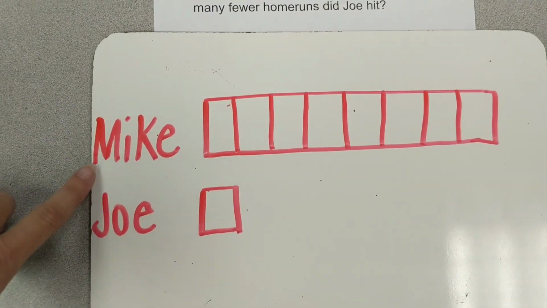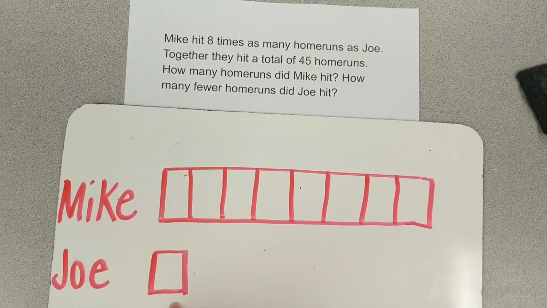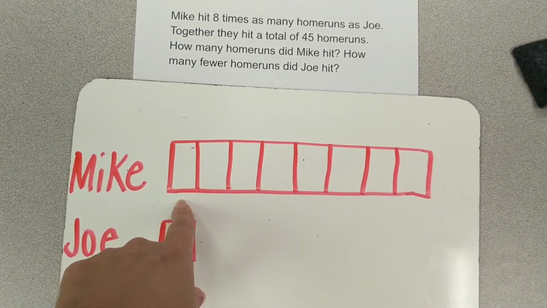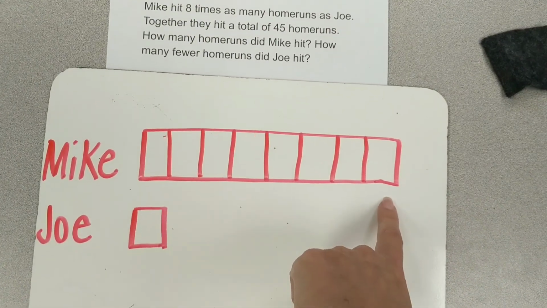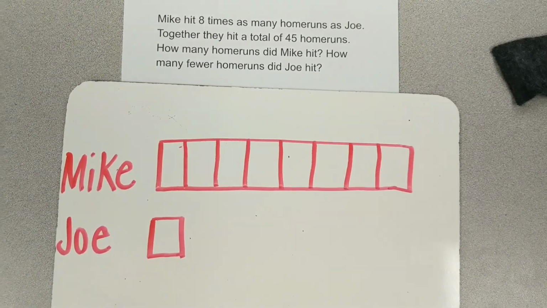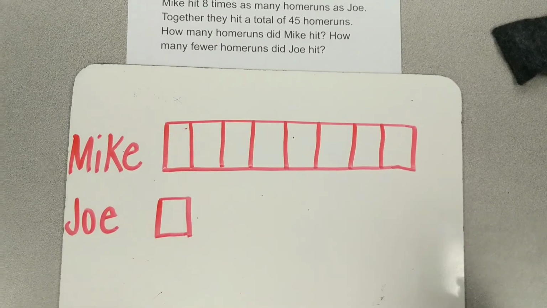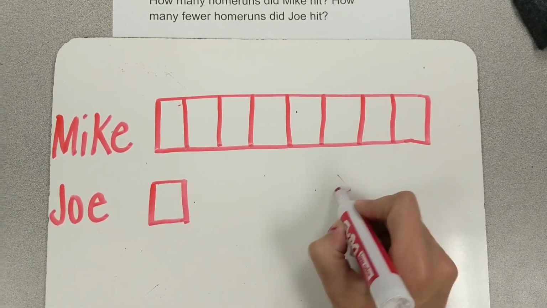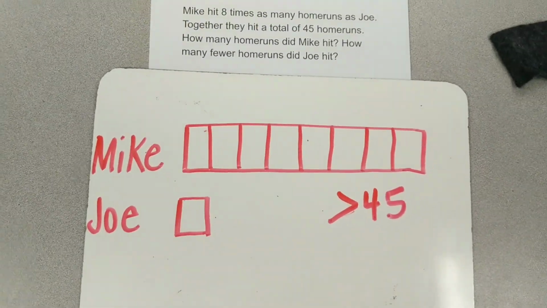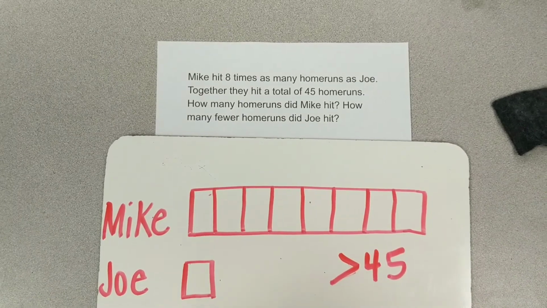So we know that there's a Mike and a Joe, and we know that Joe hit some home runs, but we don't know how many, so we're just going to have one square. We know that Mike hit 8 times as many, so we're going to draw 8 boxes, because he had 8 times more than Joe. Then it says together they hit a total of 45 home runs. So we know that all of these boxes together are going to add up to 45. So actually, we're having to divide the 45 by 9, not by 8.